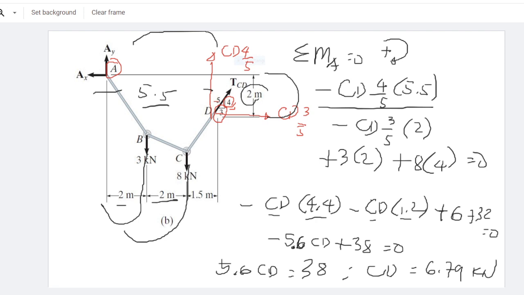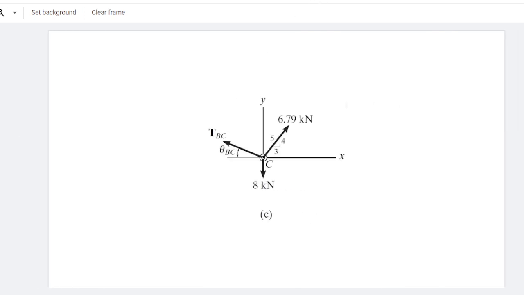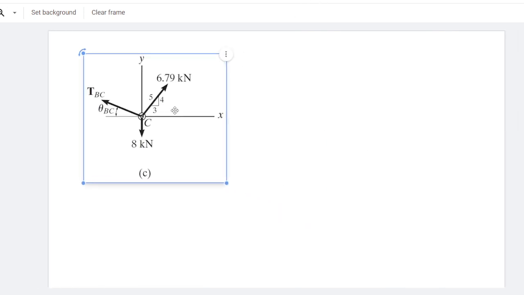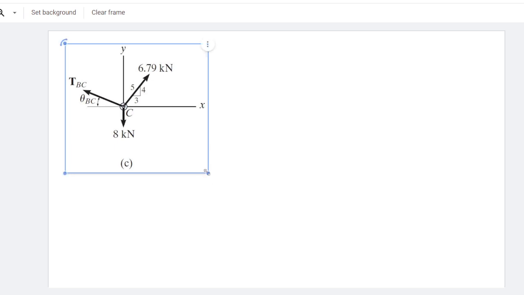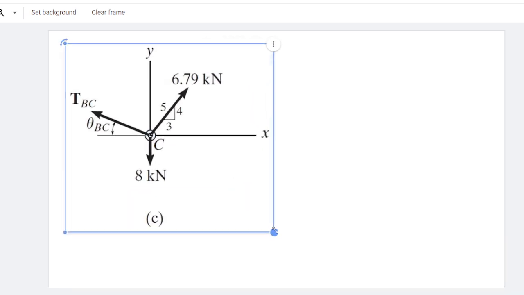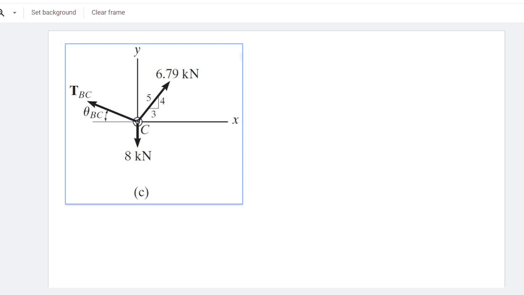Okay, next is we move to this joint. Consider this joint. We consider this joint C. Okay, and we have this one. We move this one. It's already given the 6.79. What we need to do is just to sum up forces, vertical and horizontal.